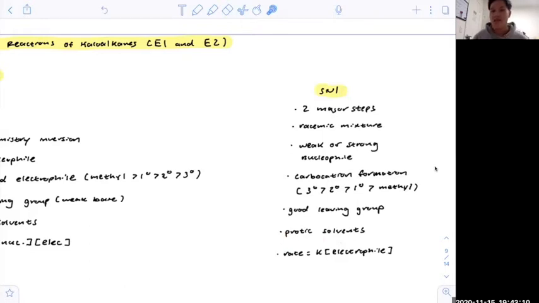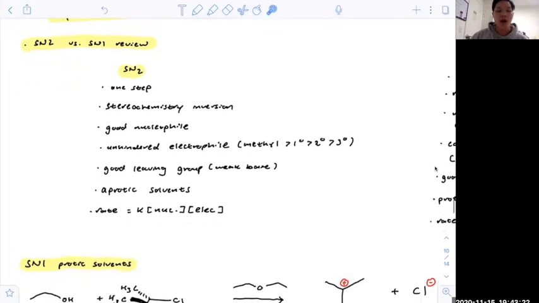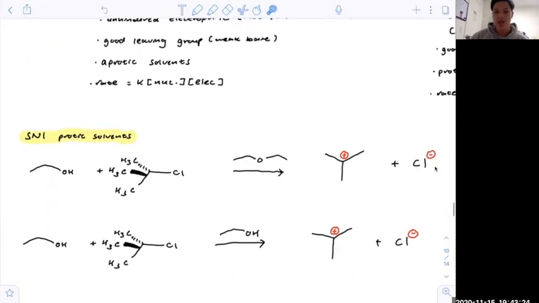I didn't say this in my last video, and I apologize, but I'm going to get into that now because we're doing E1 as well. And then the rate is only given by your electrophile, right? And we were talking about that in our last video. So let's see why SN1 favors protic solvents.